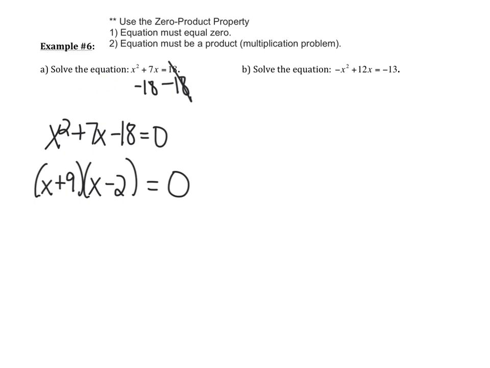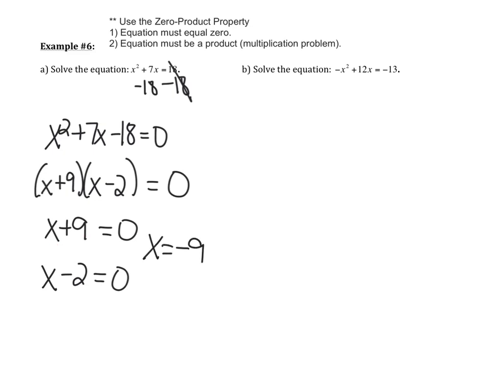So now that we have it as a zero product, I need to figure out what will make this parenthesis equal to 0 and what will make this parenthesis equal to 0. So it's just as simple as taking each parenthesis and setting them equal to 0. So negative 9 plus 9 would give me 0. So my first answer is negative 9. And in this case, I would add the 2. So 2 minus 2 would give me 0. So my two answers are negative 9 and negative 2.